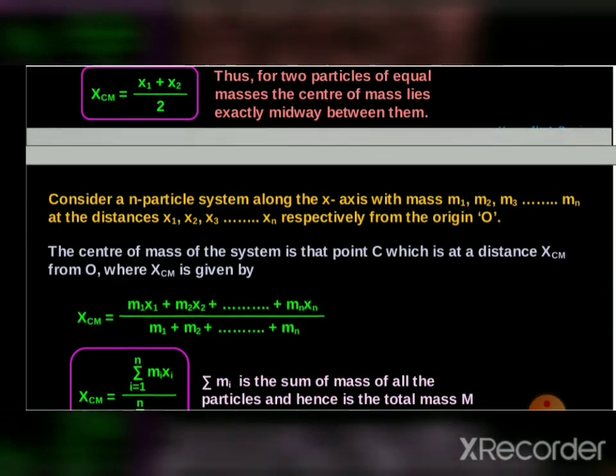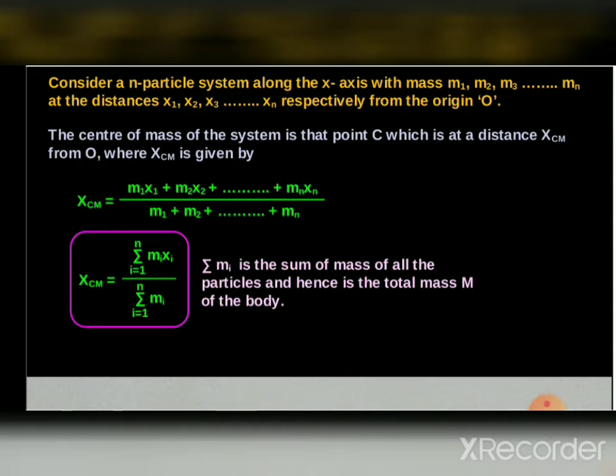Okay, simple. Now consider an n particle system. Here also the case will be the same, but generally you will write your equation in the form of summation of mi xi, where i is equal to 1 to n, upon summation of mi, where i is equal to 1 to n, where the sum of mi is the mass of all the particles, hence the total mass of the body. Okay, can be easy.